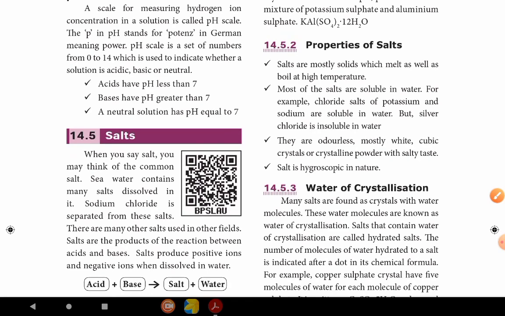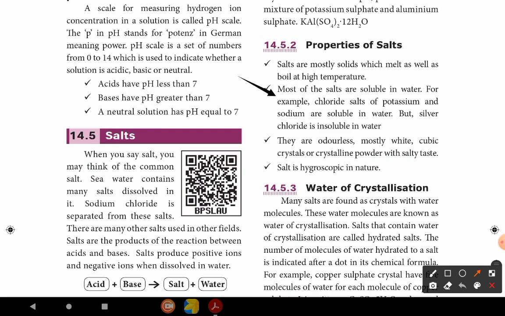Let's go on to properties of salts. We quickly see what the properties of salts are. The first one: salts are mostly solids which melt as well as boil at high temperature. Salts are mostly solids. When you heat it, it melts. So you can melt it and you can also boil it at high temperature.